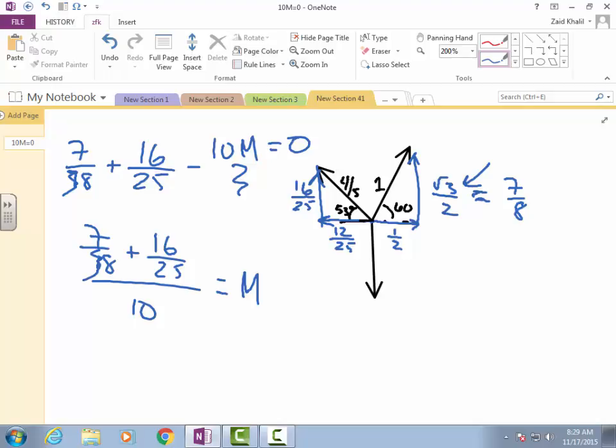So what do you got? 0.15. Guess what that mass is? 0.15. In other words, 150 grams. There you have it. 150 grams. Physics works.